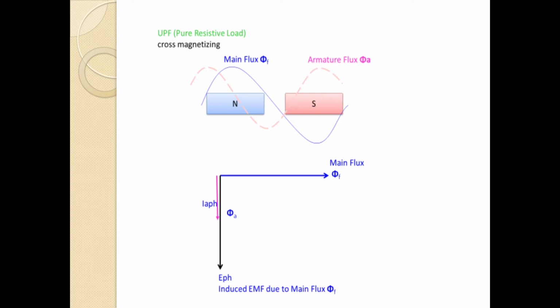The main flux phi F generates E phase. E phase lags phi F. The armature current IA produces armature flux phi A, where phi A and IA are in the same direction, so that I phase and phi A are in the same phase. The flux linkage diagram is this one.